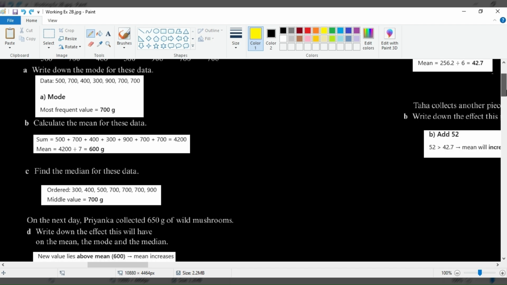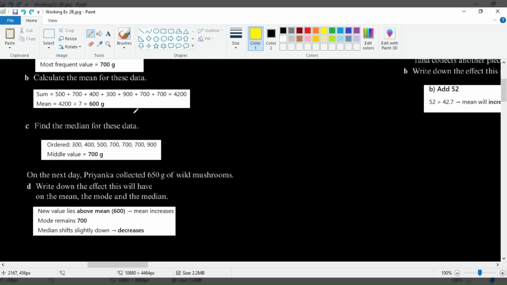Then you need to find out the mean of these data. Once we add all these values, you get 4,200. And when 4,200 is divided by 7, because there are 7 different values, you get 600. So 600 grams is going to be the mean of the values given. Then comes median. For median, you need to first of all arrange them in order. And first, we cancel 300 and 900, 400 and 700, and 500 and 700 like this. So the middle value is going to be 700 grams.